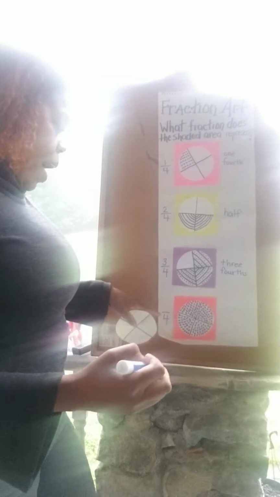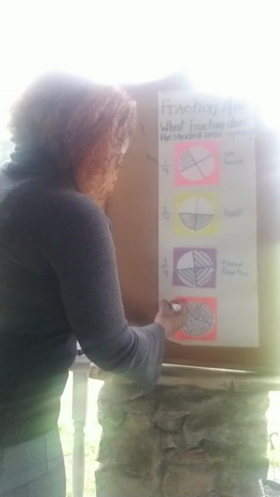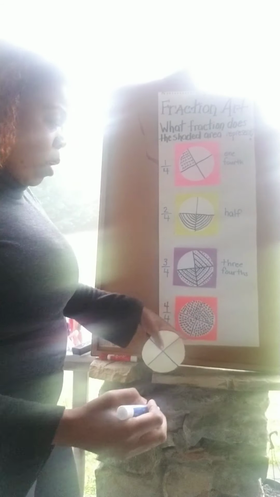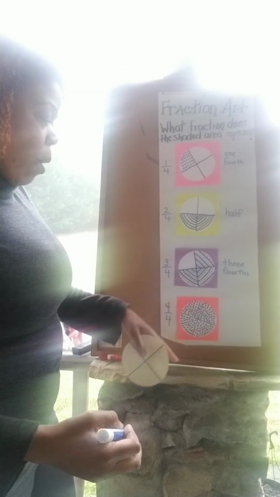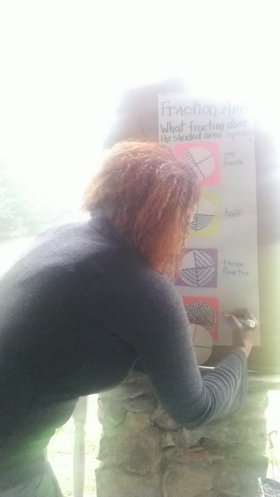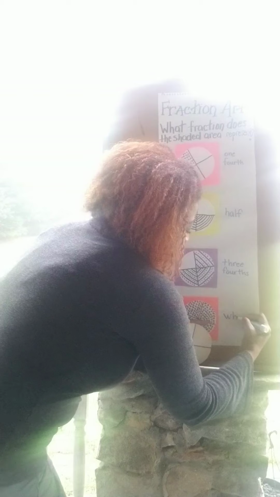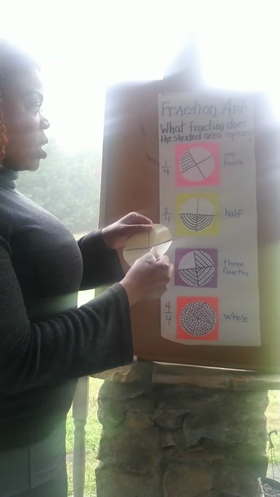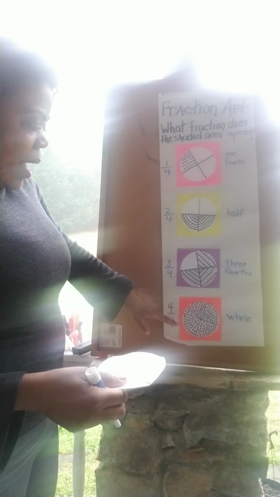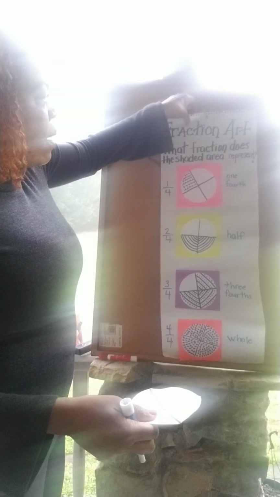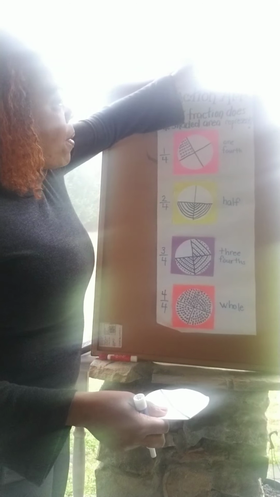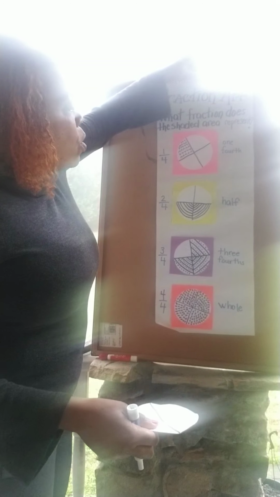Okay? How about this one? 4/4. Okay? And all of it is shaded. 1, 2, 3, 4. It's a whole. The whole thing is shaded. Whole. Okay? So I just did different designs. I just used black to be consistent, but you can use whatever color you want.